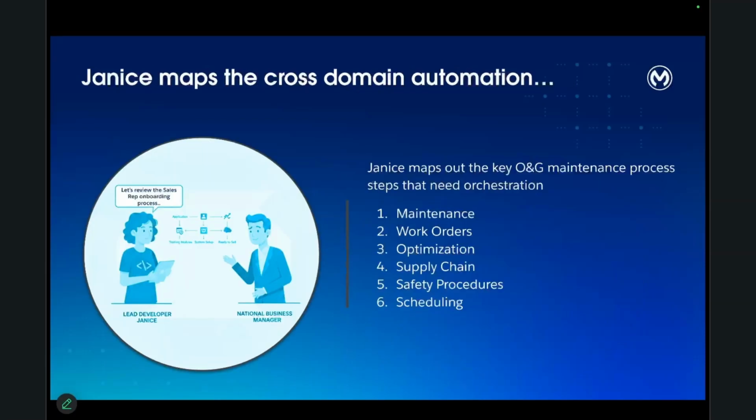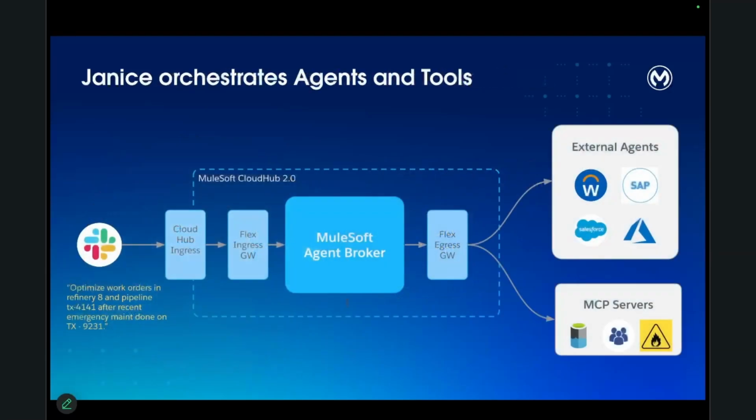Janice knows MuleSoft and works together with the business analyst and maps together all these processes, maintenance, work orders, optimization, supply chain, and realizes, hey, there's an agent for each of those areas. What can we do? And she knows MuleSoft Fabric. So she orchestrates the existing agents and tools with our fabric broker. And it's low code. It's a text-based file where we just point to each of those resources. There's no protocol programming. It's pretty easy.